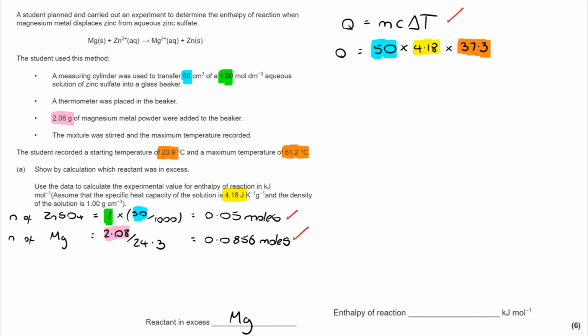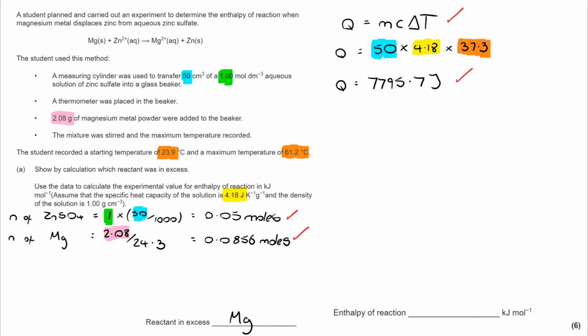If I put those figures in, showing you where they have come from, we can calculate Q. Now, the temperature is the temperature change. So that 37.3 has come from the 61.2, take away 23.9. My mass is the mass of surroundings. That's the mass of solution the reaction's taking place in, which is water, and we will always assume a density of 1. From there, I can work out Q, and that's in joules.